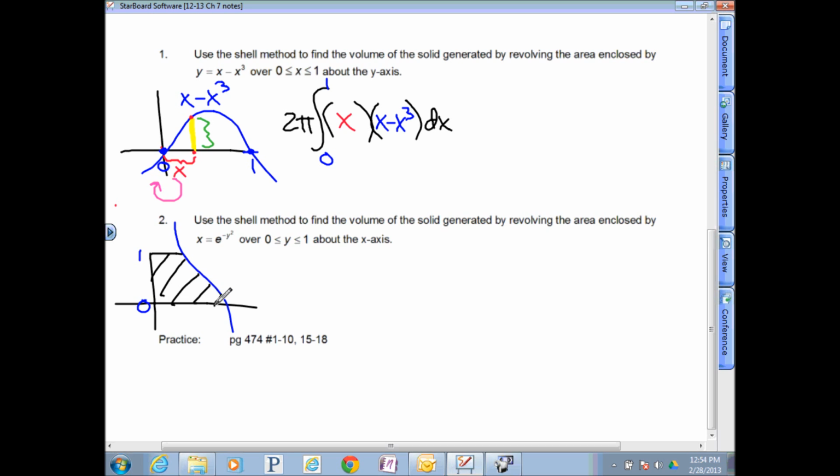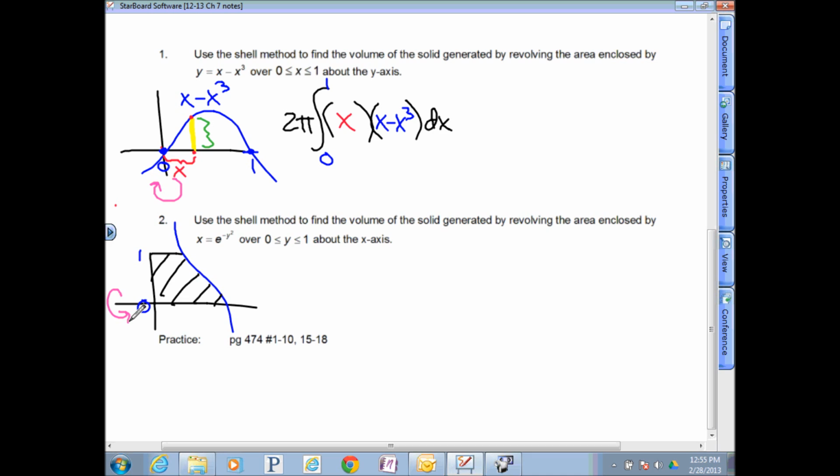So this time we've got x equals e to the negative y squared. And I gave you that graph because you'd have to solve it for y in order to get it in terms of x. Well, this time we're going to revolve it around the x-axis. So normally I would be trying to set this thing up and it looks like it'd be a disk method, and I'd probably need 2 different integrals, but that's going to be a problem.